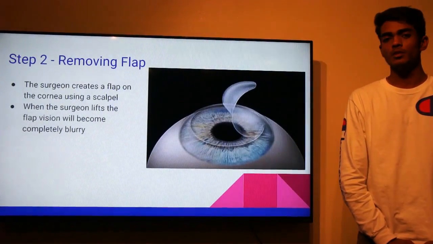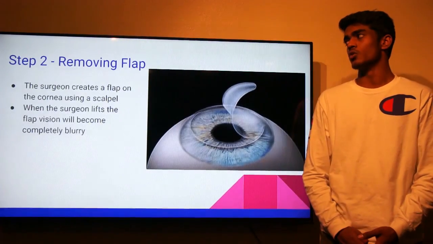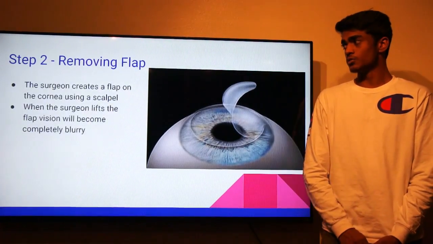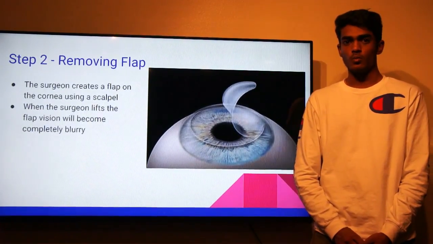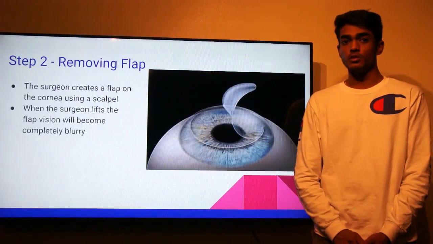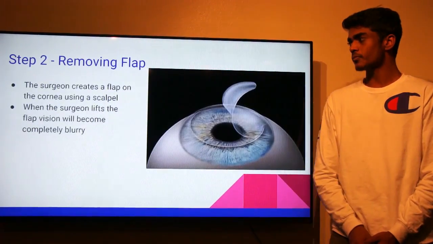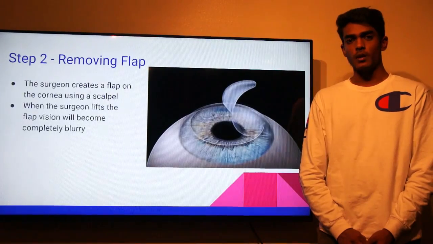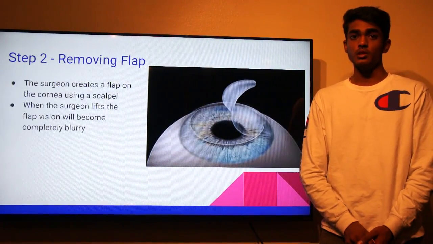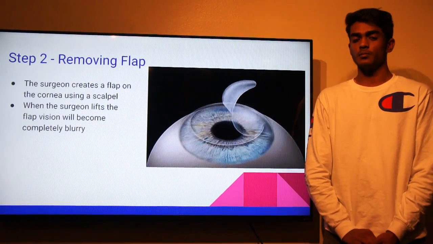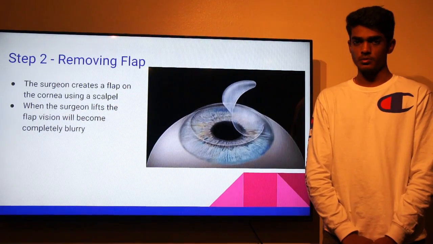The second step in the surgical procedure is removing the corneal flap. The surgeon creates a flap on the cornea by encircling the pupil with a scalpel or a sharp blade. And when the surgeon lifts the flap, the vision of the patient will be completely blurry. But this is normal for this type of procedure.